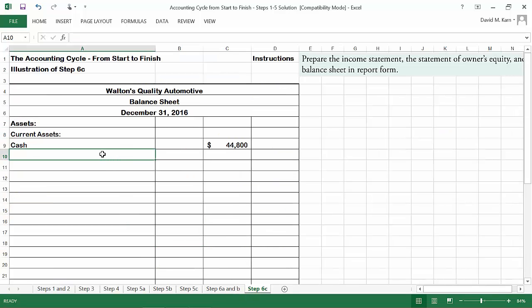Okay, then we go to our accounts receivable, and that was for $2,600. Then we have prepaid insurance, and that was for $1,200, and our office supplies that we have are for $1,000.